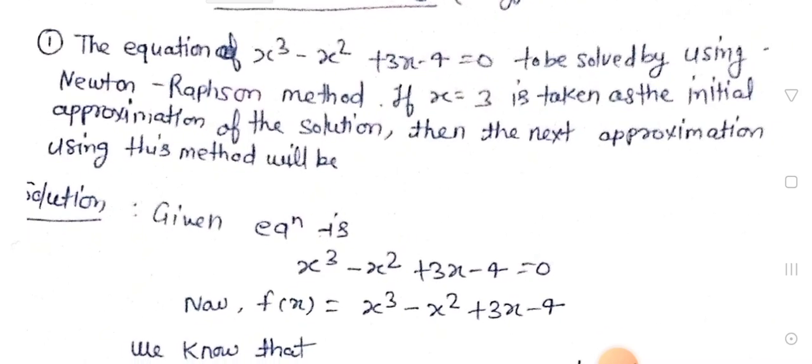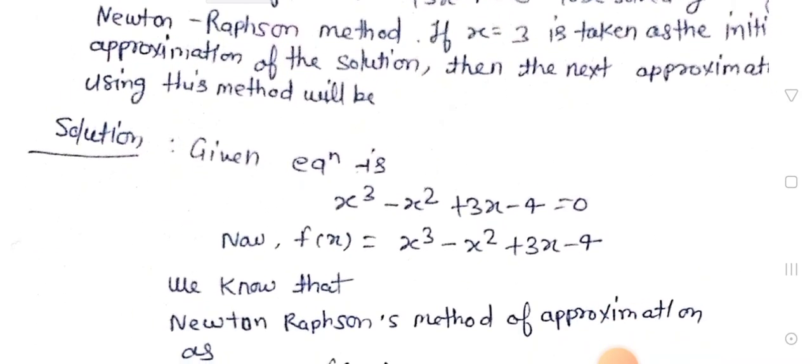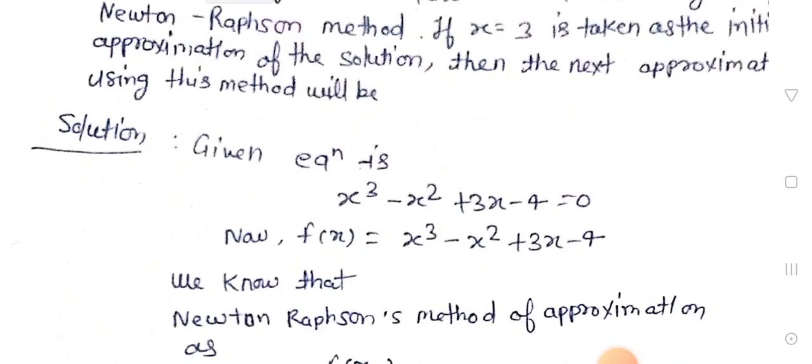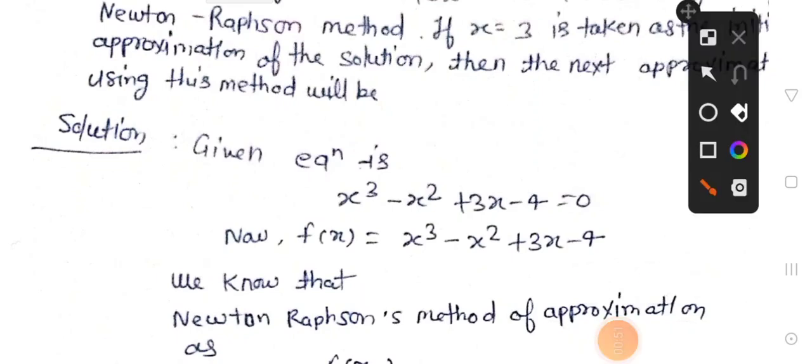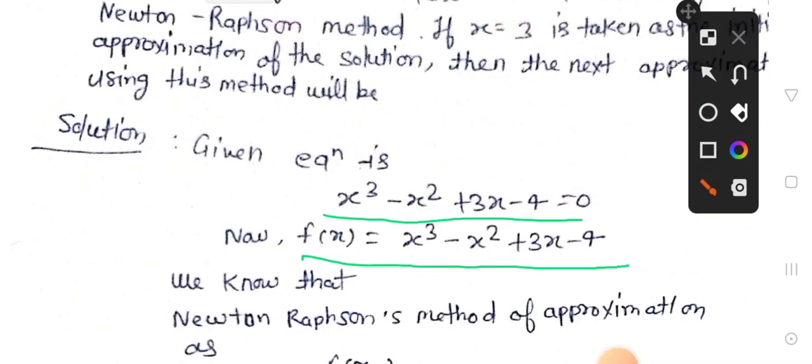approximation using this method will be. Here the given equation is x cube minus x square plus 3x minus 4 as it is given. Here x cube minus x square plus 3x minus 4 is equal to 0 is the equation. Now we write it as a function of x, then f(x) is equal to x cube minus x square plus 3x minus 4 equal to 0.